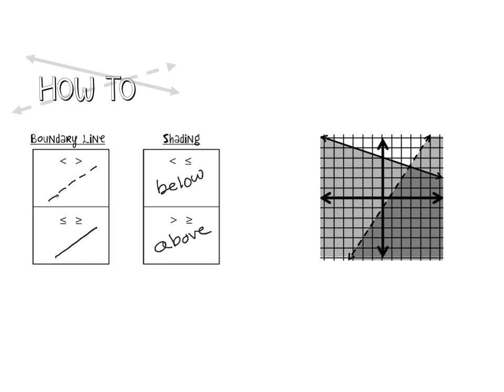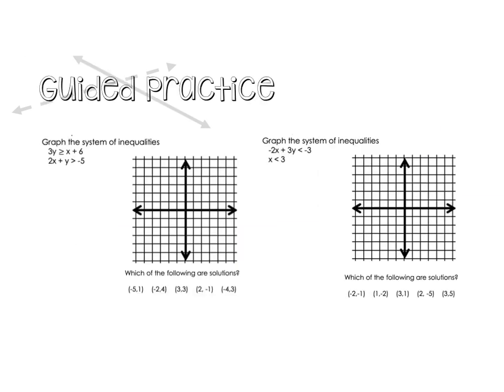So when you graph your inequalities, like these two here, the shaded region where they overlap is going to be where your solutions are. So any point within that region of overlap would be a solution because the solution will work for both inequalities. So let's look at some practice.